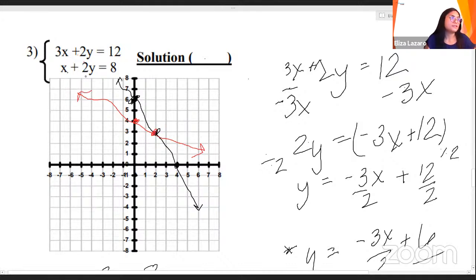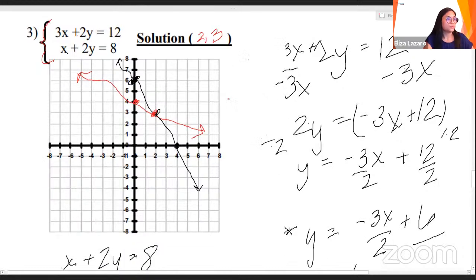And since those two lines meet at the same point on the plot, our solution for the system of equations for these two equations is going to be (2, 3). So you might have seen that as my solution when I copied and pasted the wrong graph, but our solution here is going to be (2, 3).